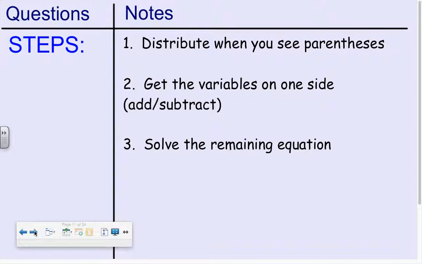In order to be able to solve equations with parentheses, we're going to have 3 steps that we need to follow. First of all, we always have to distribute when we see the parentheses. That's what we're going to need to do immediately before we start solving anything. After we've distributed, then we're going to get the variables on the same side by either adding or subtracting, and then we'll solve the remaining equation.